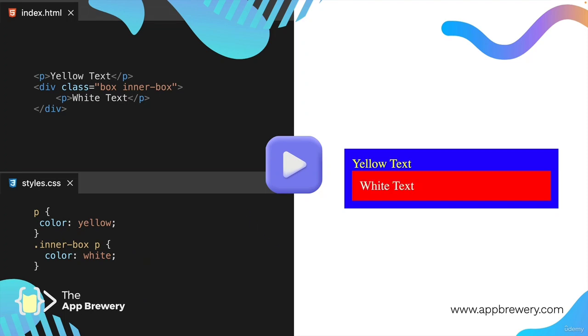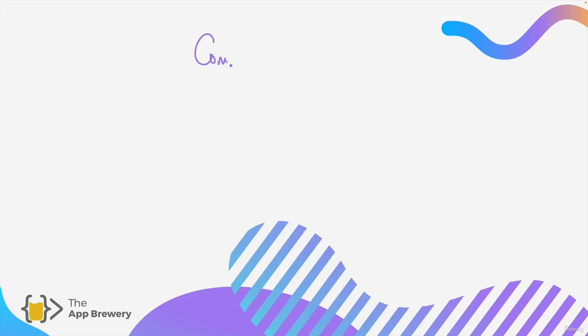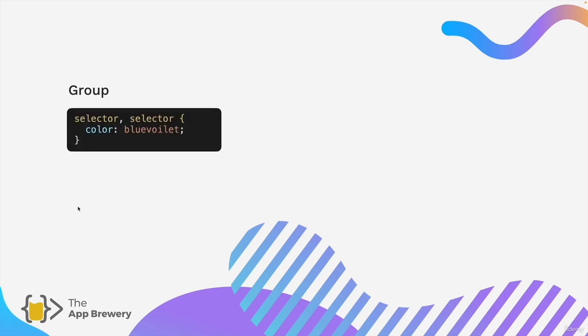And now when we run this code, you'll notice that even though we haven't added any new classes to this paragraph element, it has been specifically selected using this combine selector right here, turning the text white. There are different ways that we can combine CSS selectors, and I want to show you some of these different rules. The first one is the group rule, and this is done using a comma.